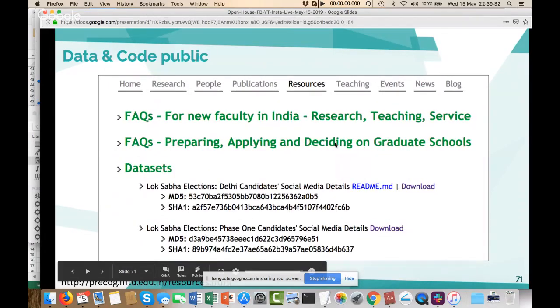Here is an example that recently happened of why we should not talk about actual prediction. This is the URL for getting the data. Anybody who wants any of the data should go to slide 71 and go to precog.triplit.edu.in, where there is a link called Resources on top, highlighted in the slide. If you click there, you get everything: Lok Sabha elections, Delhi candidates, social media details, phase one candidates, and verified handles. We've made all this public already, in JSON.